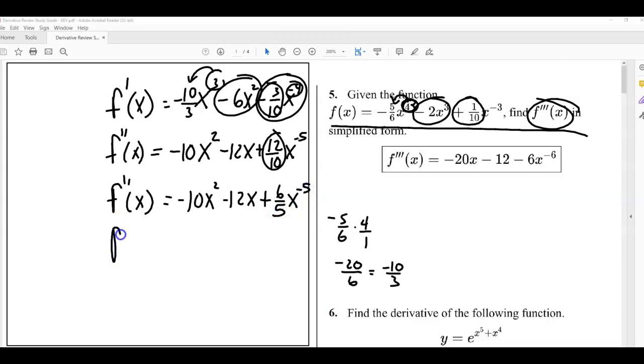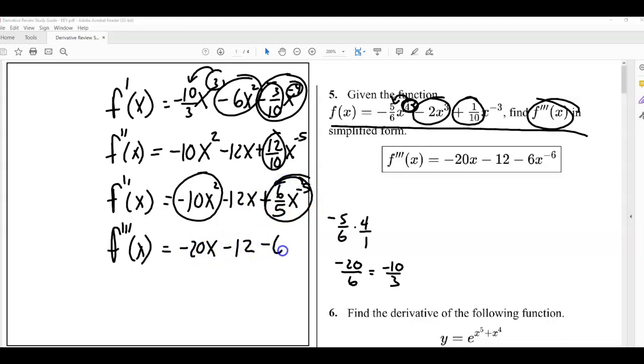We'll go ahead and do the last derivative. We're asking for the third derivative, so this will be the last one I do. That would be negative 20x minus 12, and multiplying that negative 5 to the front is going to leave me with negative 6x to the negative 6, and that's good enough.